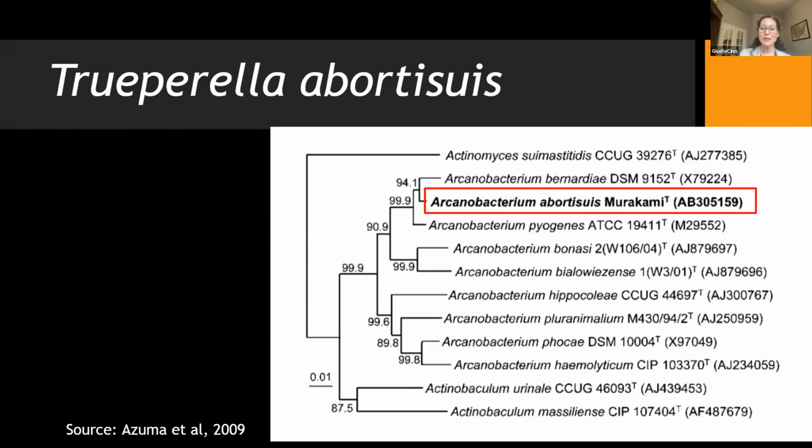So Trueperella abortusuis is shown in this first report of the organism by Azuma and all of the co-authors, who are Japanese authors. The first isolate and first report of Trueperella abortusuis, or Arcanobacterium abortusuis murakami, was in Japan. As you can see in the image there, it was classified as an Arcanobacterium abortusuis murakami type specifically. Next, please.